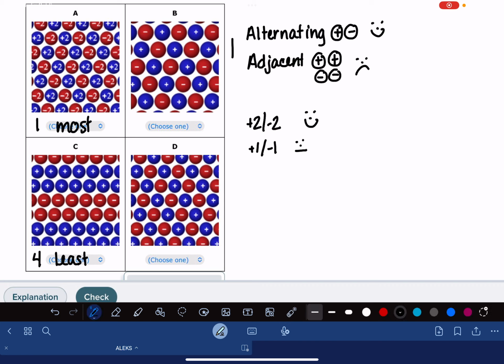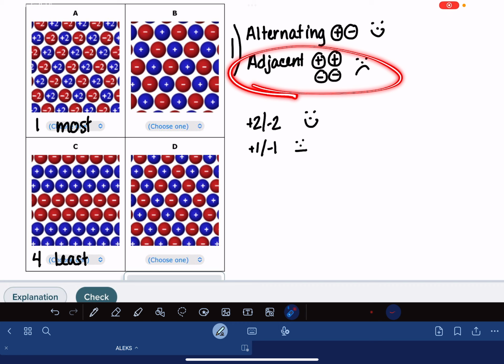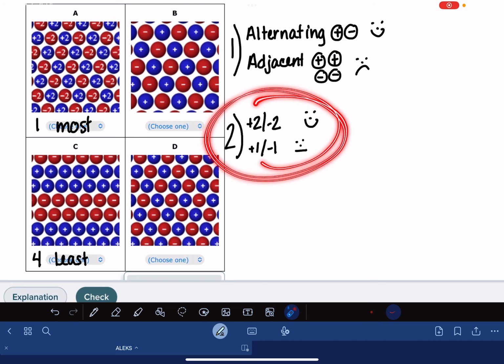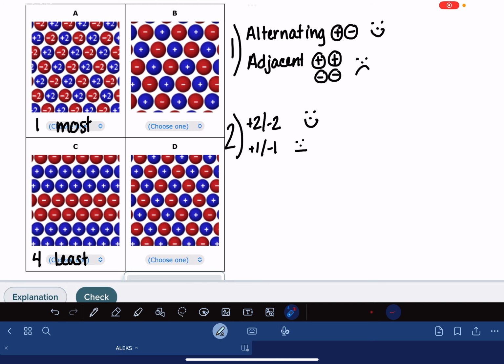So if we have plus 2 minus 2, that is going to be a more stable situation than plus 1 minus 1. Of course, the alternating versus adjacent charges, that is going to be the number 1 thing you should look for. That's the biggest deal. This is just always super bad. It doesn't matter what the charges are. If you're trying to break a tie, meaning if you have multiple alternating patterns and you're trying to break a tie, look for the charges, the magnitude of charges. Or if you have multiple adjacent, so if I had 2 versions like this, where I had adjacent positive charges and adjacent negative charges, I would be looking at the magnitude of the charges to help me figure out which one is better, which one is worse.